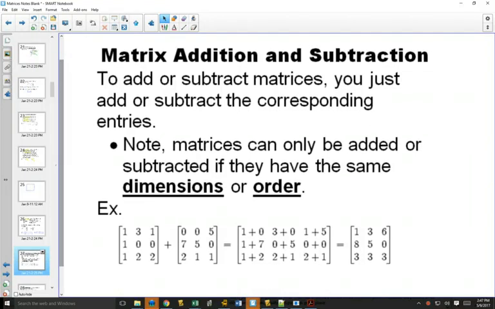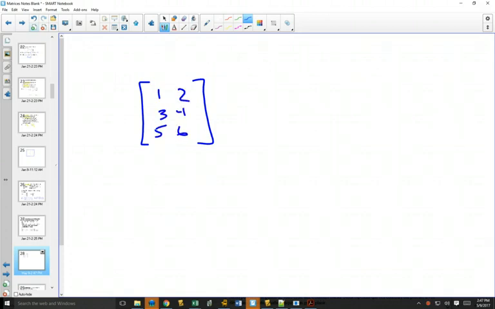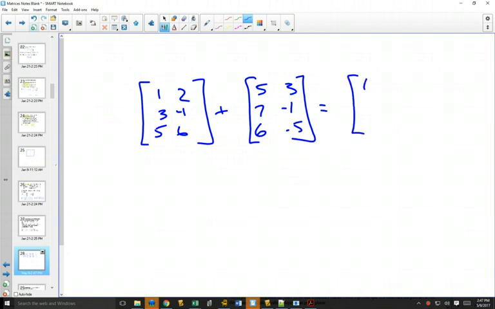Now, look at the example. Maybe I'll just take this example off for a second and see if you can figure out matrix addition. Use all your brain skills possible. I'm going to take this one, 1, 2, 3, 4, 5, 6. I'm going to add to it a 5, 3, 7, -1, 6, -5. And it's going to equal, I don't know if you'll be able to figure this out because it is tricky.